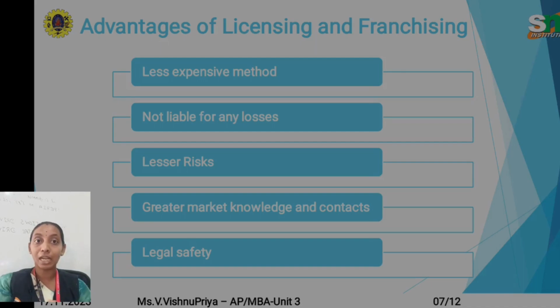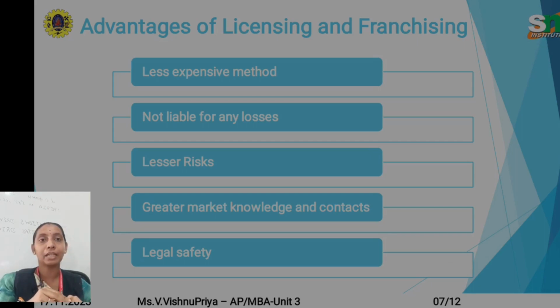The advantages: less expense, because you are starting a franchise that already has a marketing strategy, so you never bargain about raw materials and you never worry about customers. If you open KFC, McDonald's or Pizza Hut in a particular place, the name is already branded, so every customer can come and buy, and you are not liable for any losses. There is lesser risk, because people already know the brand, the strategy and the taste. Everybody can come and buy it, and it is acceptable quality-wise and quantity-wise.